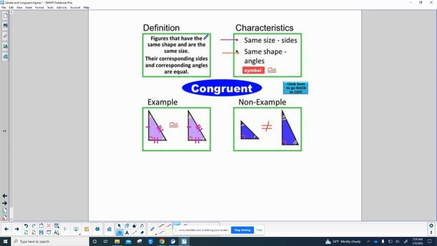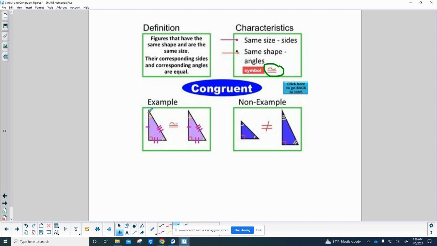First of all, figures that have the same shape and are the same size, with all their corresponding sides and corresponding angles equal, are called congruent figures. So some of the characteristics are that they are the same size, the sides are the same length, they're the same shape, they have the same angles, and this little equal sign with a little squiggly line above it is the symbol for congruent.